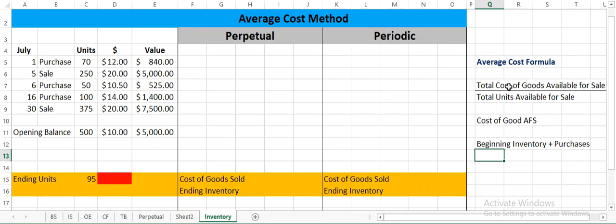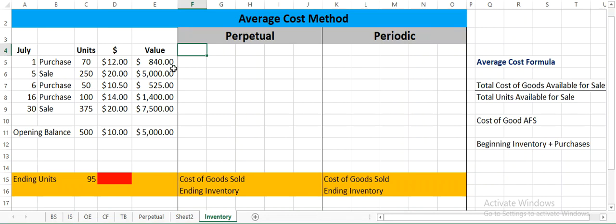Now, this can apply to both of them, because one is just the cost of the actual goods available for sale, which is the value, and one is the units. And so this information here tells us the value and the units. It's just that after each transaction, we have to recalculate that value. So let's start at the top, and we're going to start with what happened on the 1st.